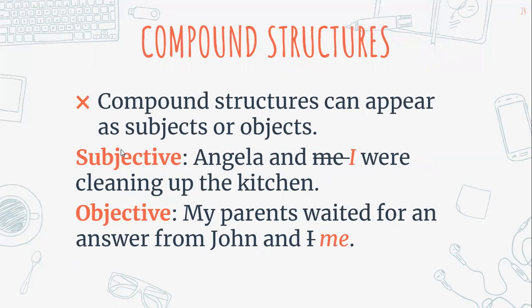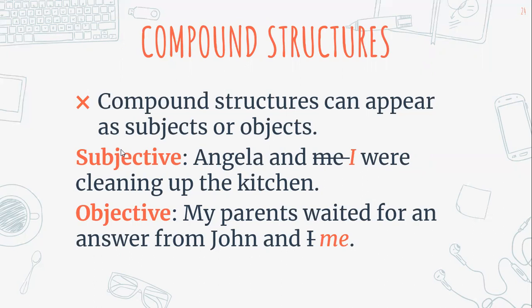So let's talk about compound structures. Compound structures are joined by and, or, nor, right? And compound structures can appear as subjects or objects. So here we have two sentences, one in the subjective case and another in the objective case. For subjective, we have, Angela and me were cleaning up the kitchen.